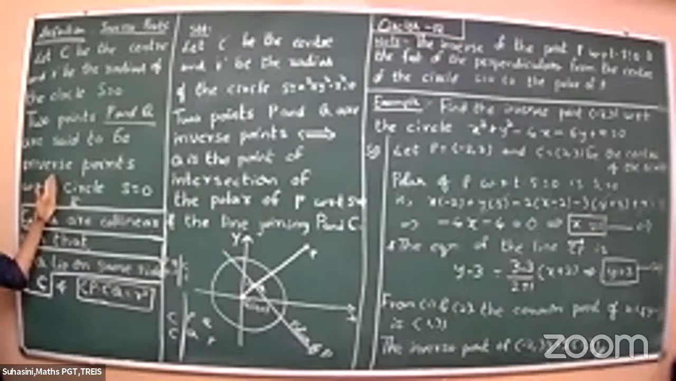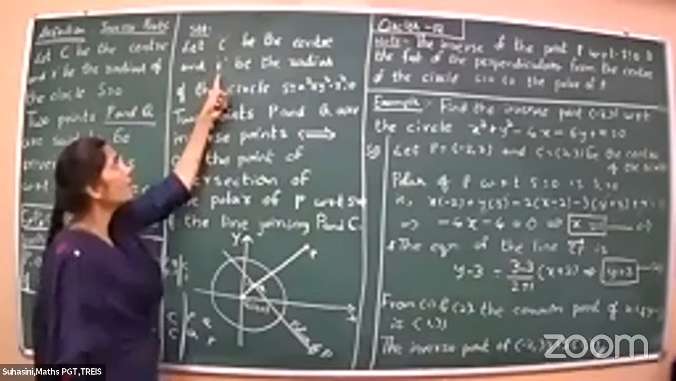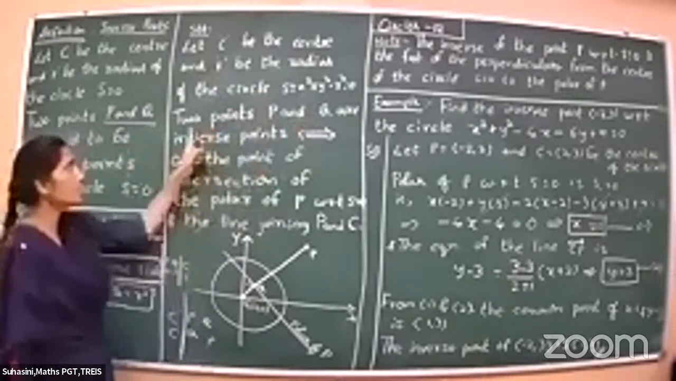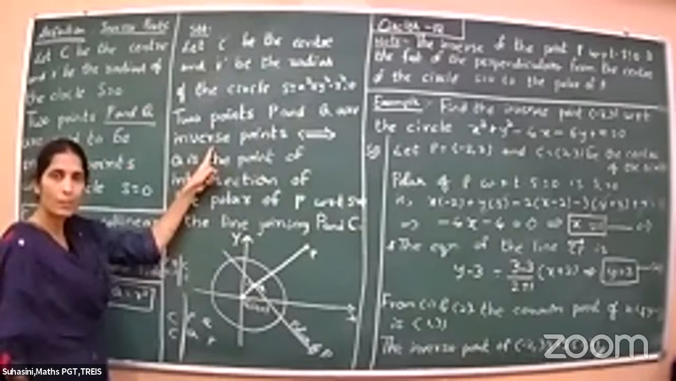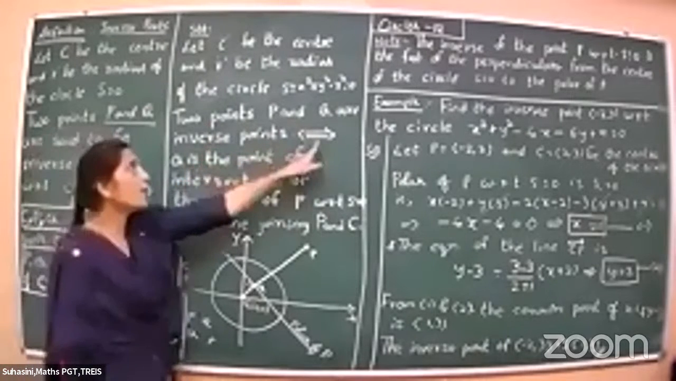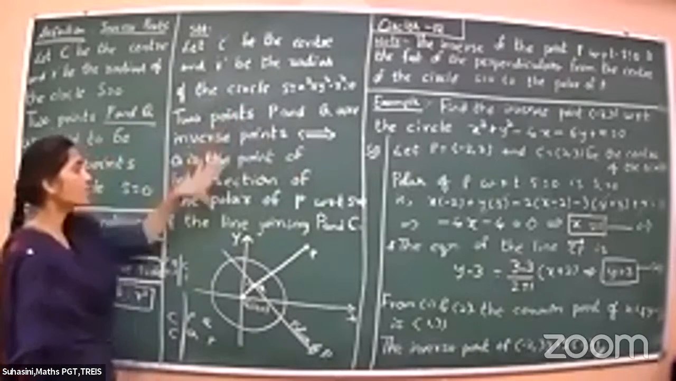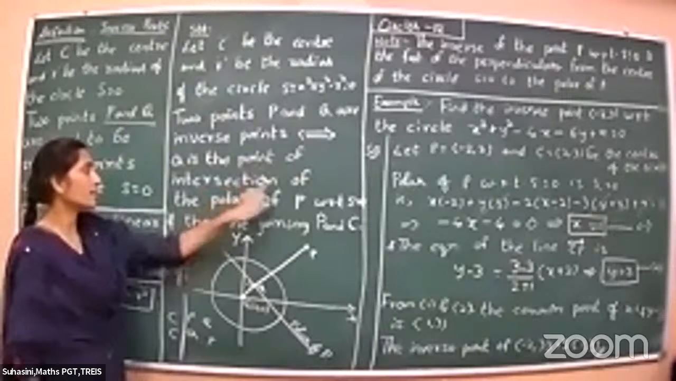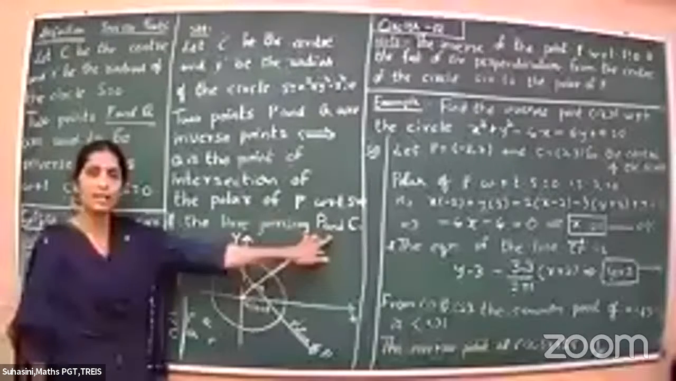Following these conditions, we have a theorem. Let S = x square plus y square minus r square equal to 0 be the circle with center C and radius r. The two points P and Q are inverse points if and only if Q is the point of intersection of the polar of P with respect to S = 0 and the line joining P and C.